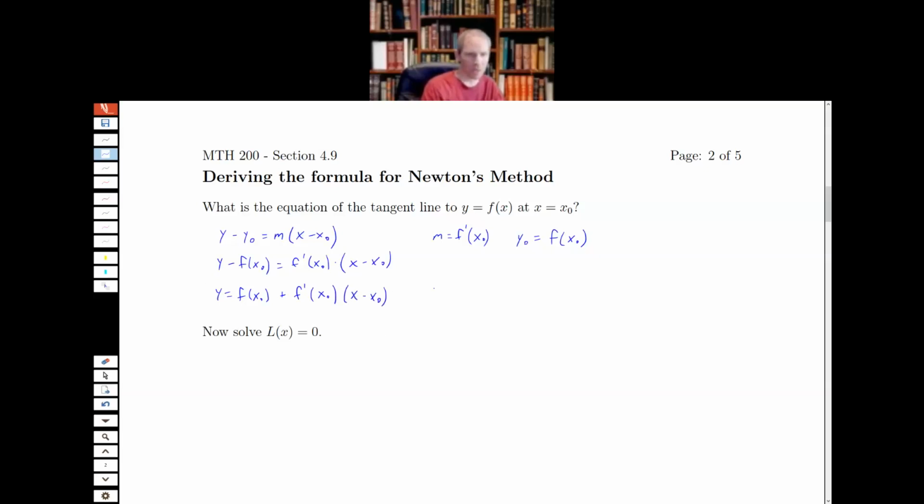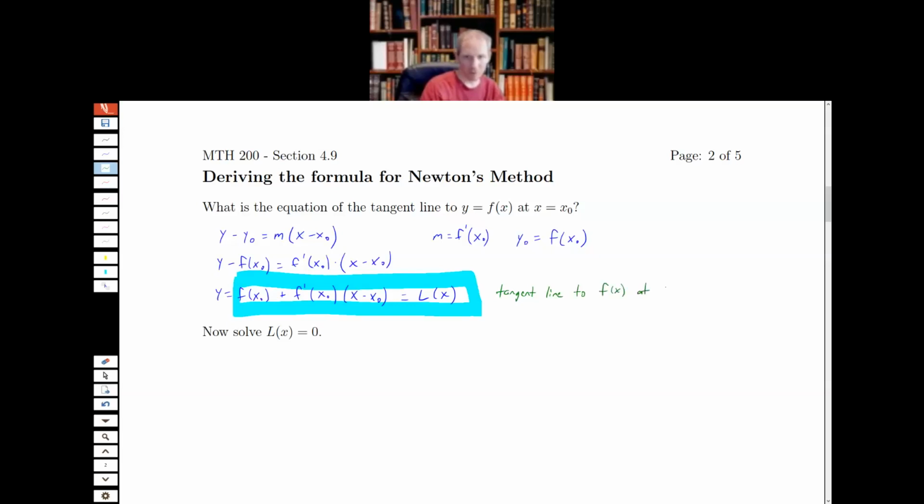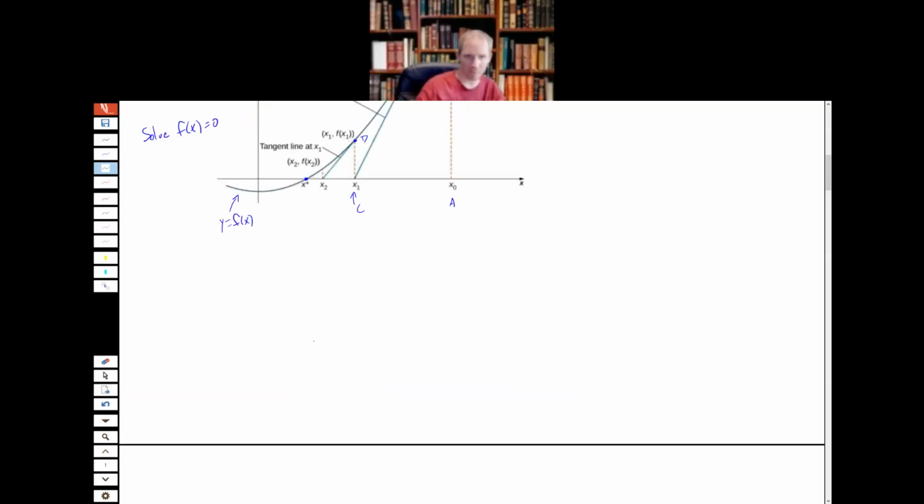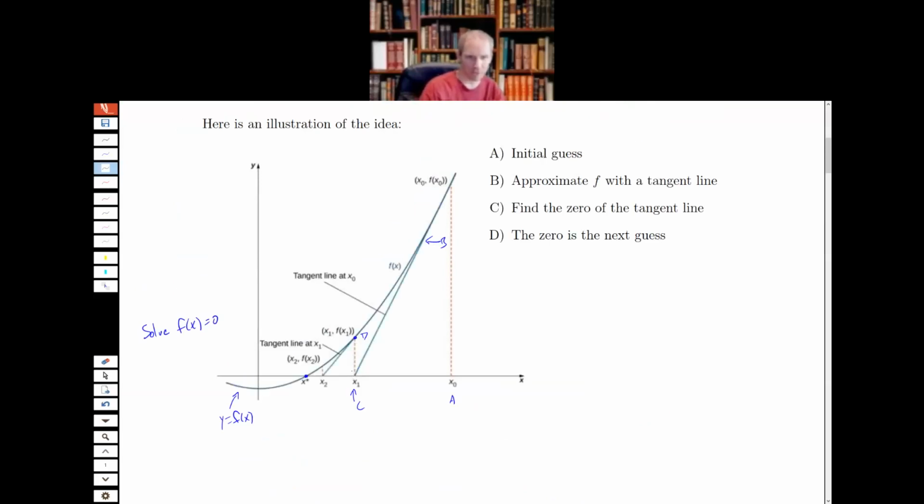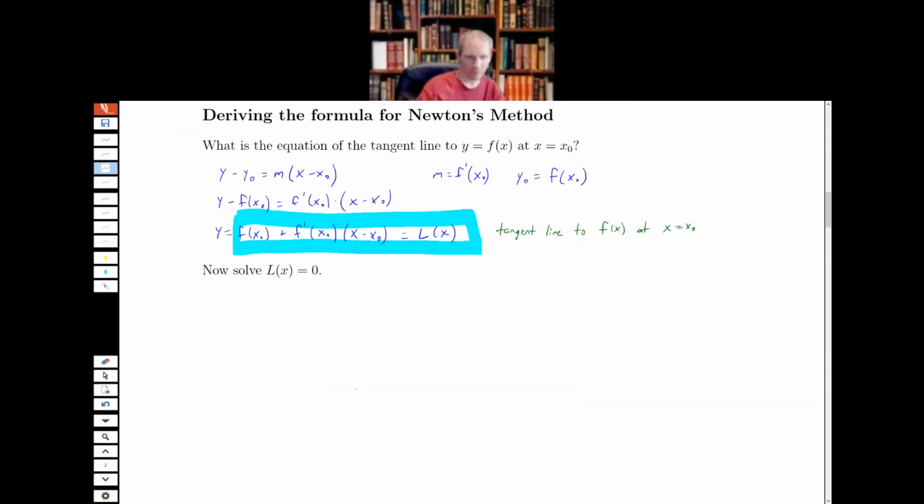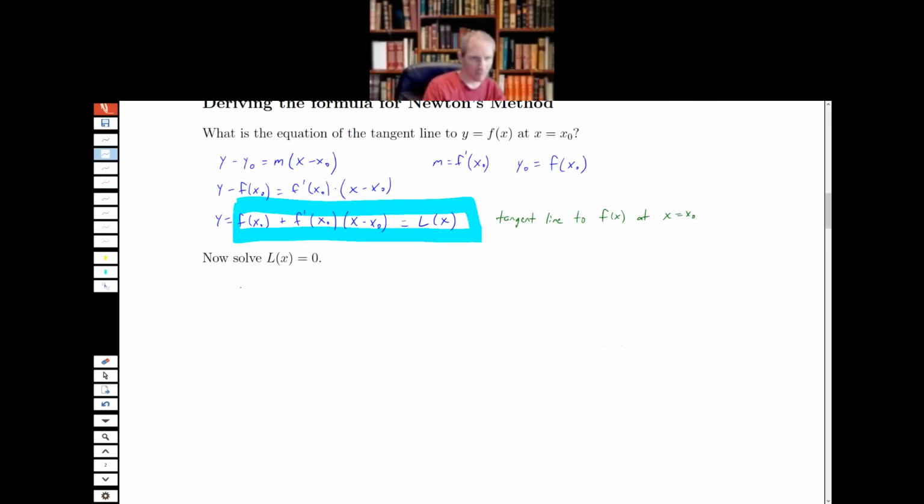Okay, so this is the equation of my tangent line, and I can label this as something like L of x. All right, so this is the tangent line to f of x at x0. Now if I want to figure out where that tangent line equals 0, right? That was sort of our next step. First we find the equation of the tangent line, then we figure out where the tangent line hits 0. Okay, so what I'm going to have is f of x0 plus f prime of x0 times (x minus x0) equals 0. And my variable here is x.